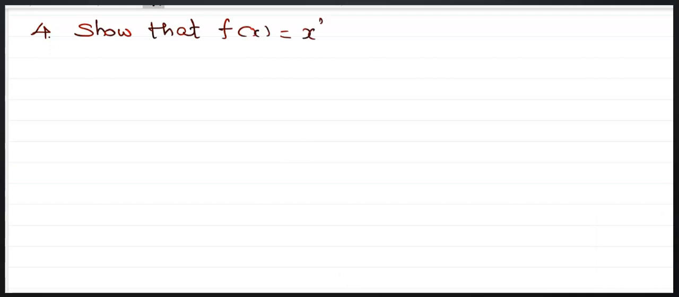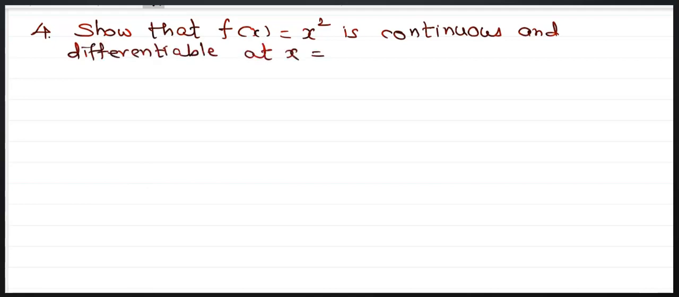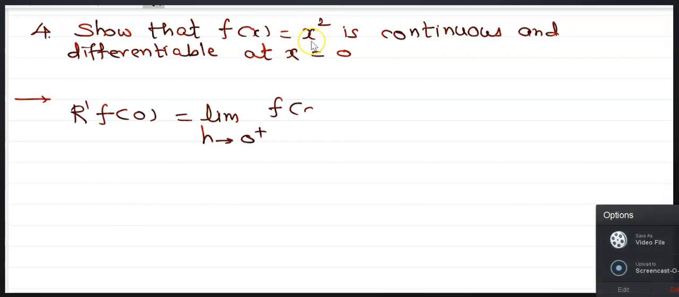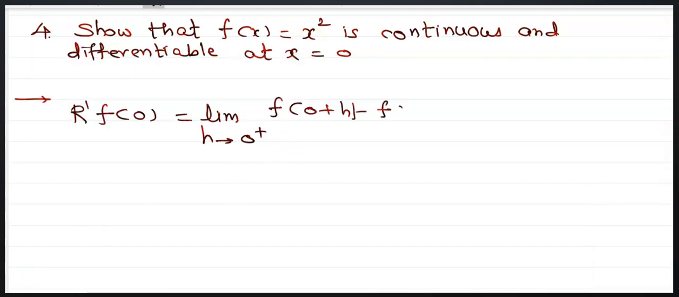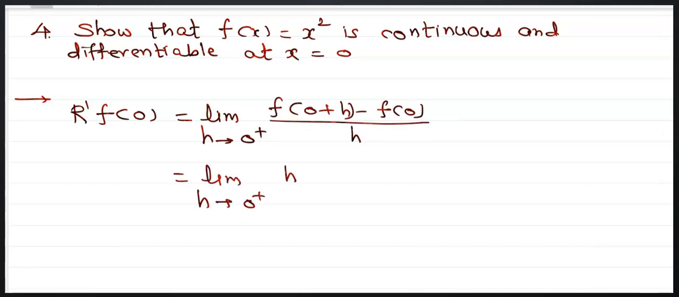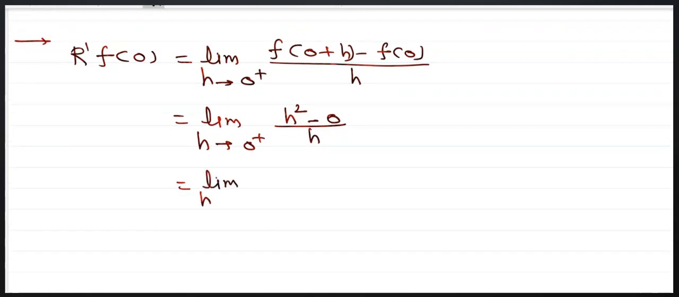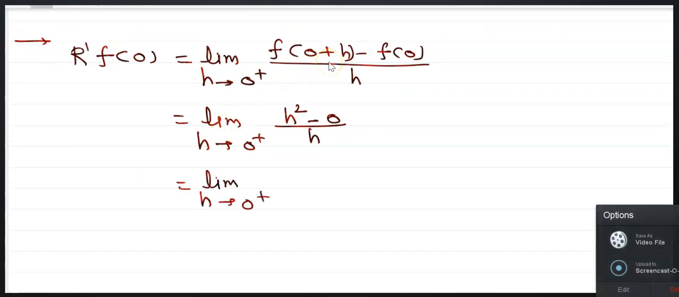Show that f of x is equals to x square is continuous and differentiable at x is equals to 0. One thing is that f of x is equals to x square. This is a polynomial function, and a polynomial function is always continuous and differentiable. Therefore, we'll take the right hand side limit. That is limit h tends to 0, f of 0 plus h minus f of 0 upon h. That is f of 0 plus h, where the function f of x is equals to x square. Therefore, h square minus 0 upon h.